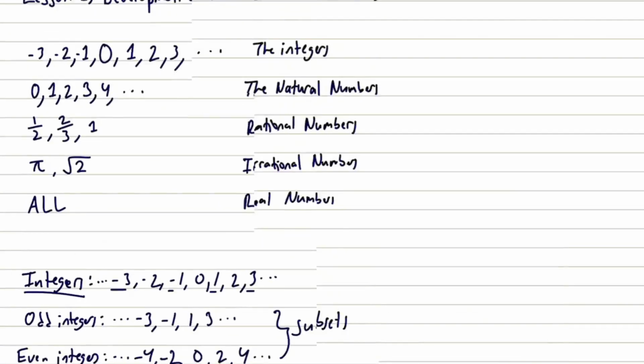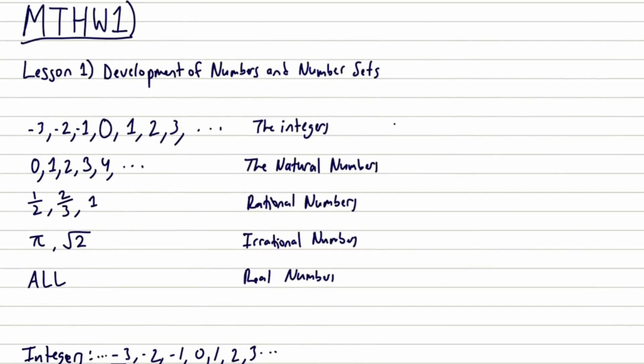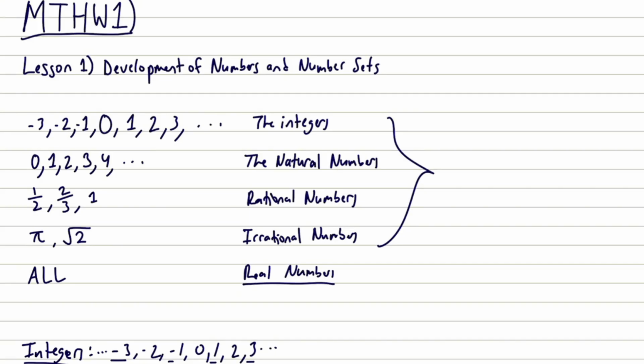If we go back a little bit and we think about all of these sets, if the real numbers contains all of them, that means all of these are subsets of the real numbers.